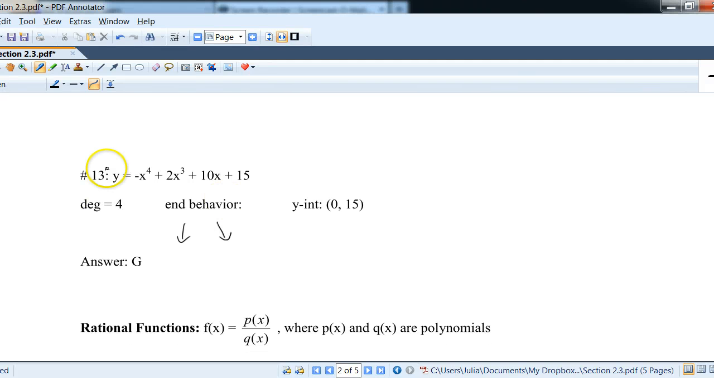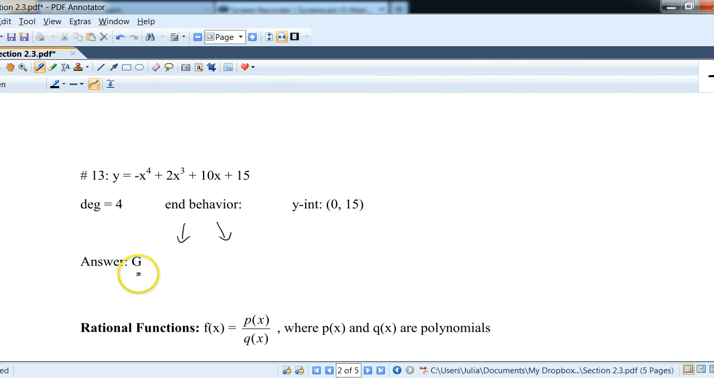And so on. I threw in a degree 4 polynomial, but with a negative leading coefficient. Same kind of idea. The end behavior, both ends were going down. The y-intercept was +15, and we identified the only answer it could have been was G.